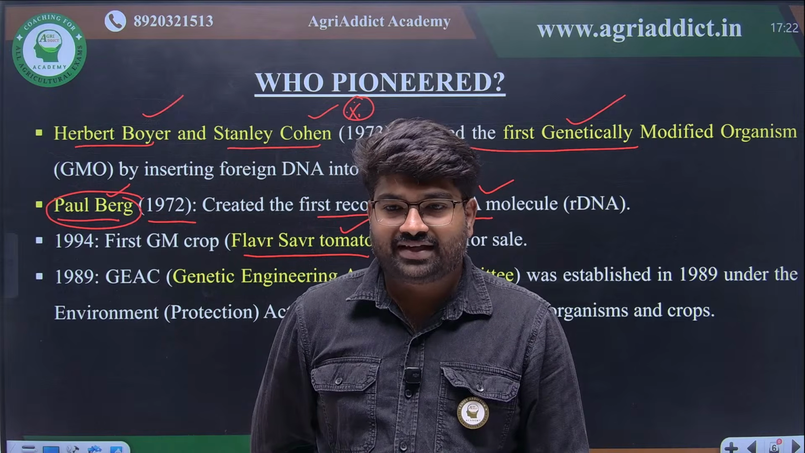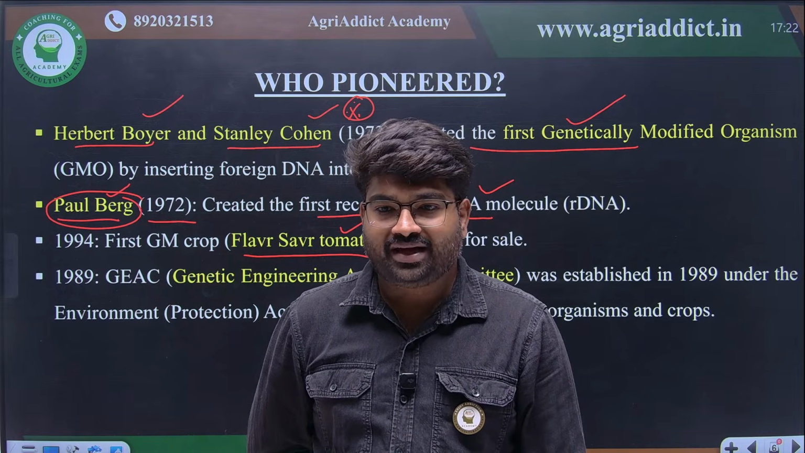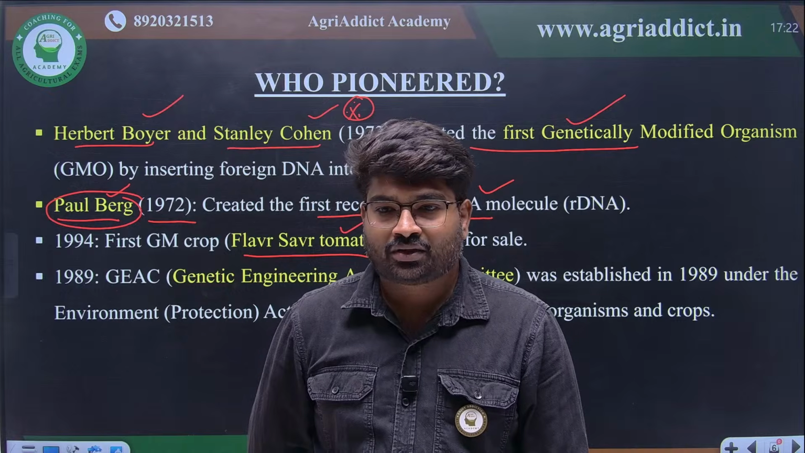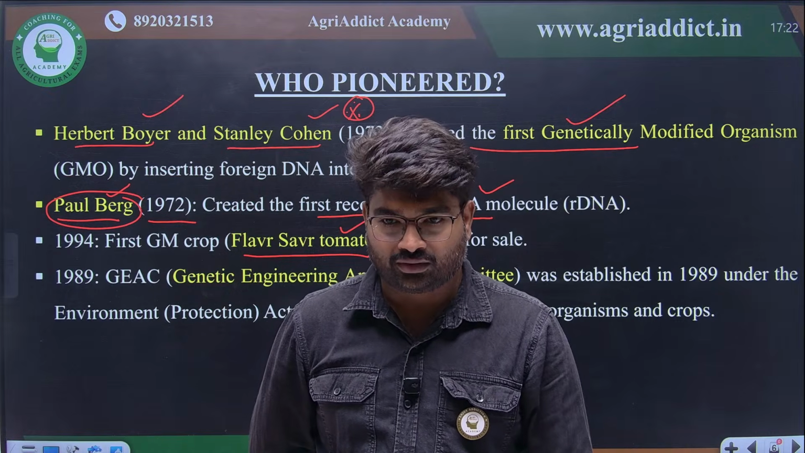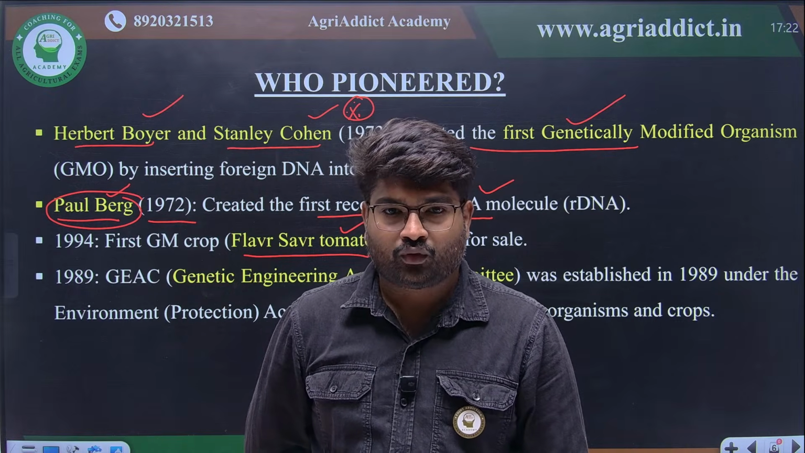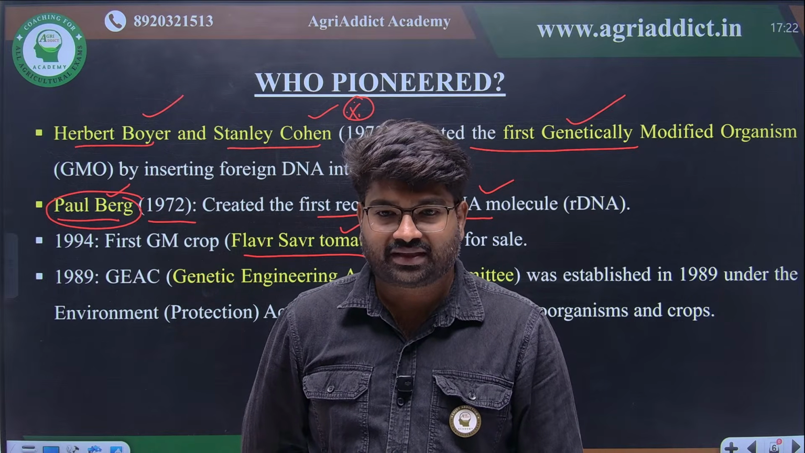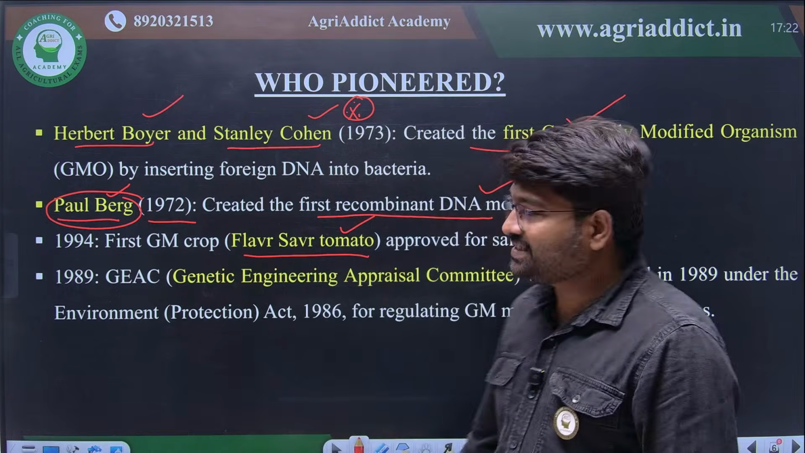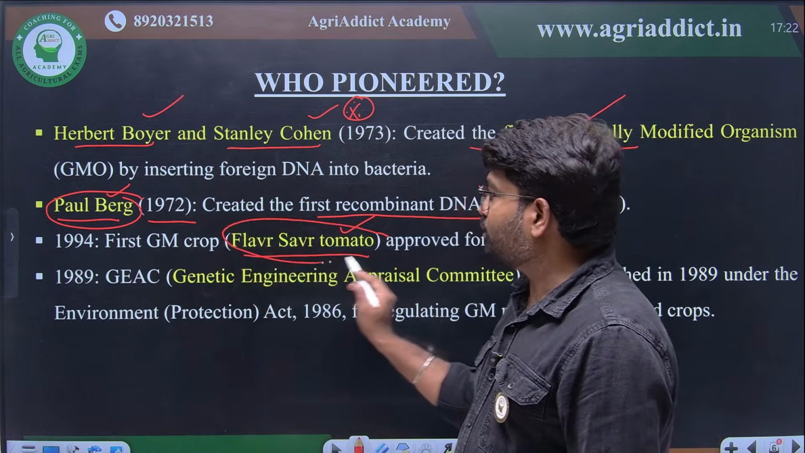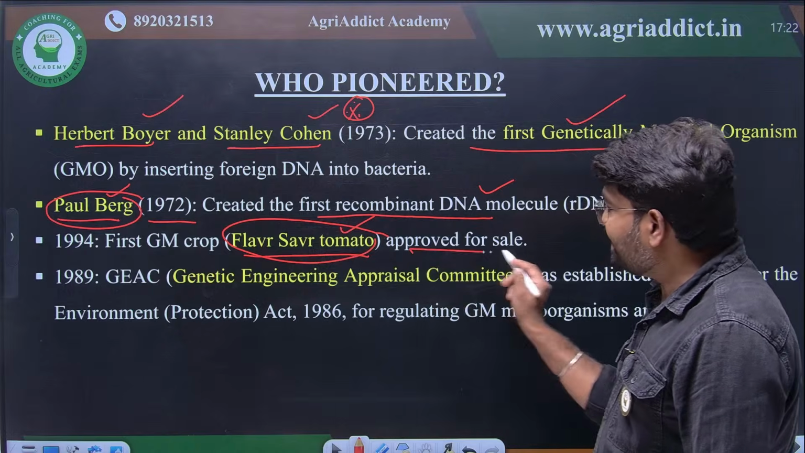Option A, for increasing shelf life. Option B, increasing TDS. Option C, enhancing the color of fruit. What will be the answer? Why has the Flavr Savr tomato been developed? Yes, I am expecting answers. Yes, very good, increasing the shelf life. Flavr Savr tomato is the first commercialized GMO crop.